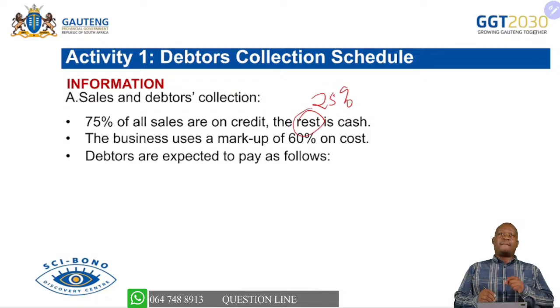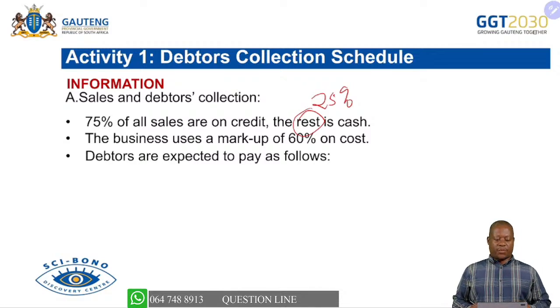So, remember markup, we usually use it to calculate our cost of sales. So if they are saying cost of sales is equal to purchases, then it means we can still use our markup to calculate our purchases. You'll see it as we go through this.